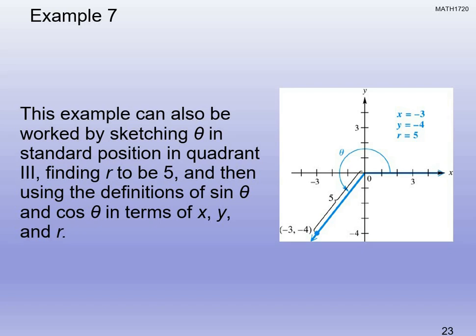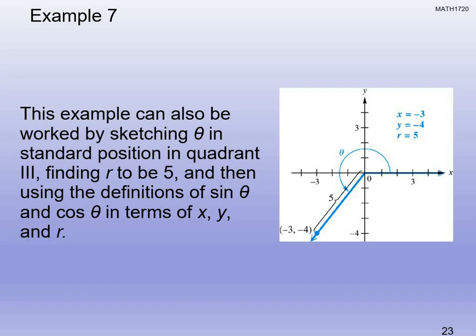Same example here. This is working it how we did in the last lecture. We can plot the points, make a triangle, and then use Pythagorean and do it that way. So sometimes it's easier to plug into trig functions, sometimes it's easier to just draw the triangle, plot the points, and then write all the ratios out for theta. So you can use whichever method you're comfortable with.